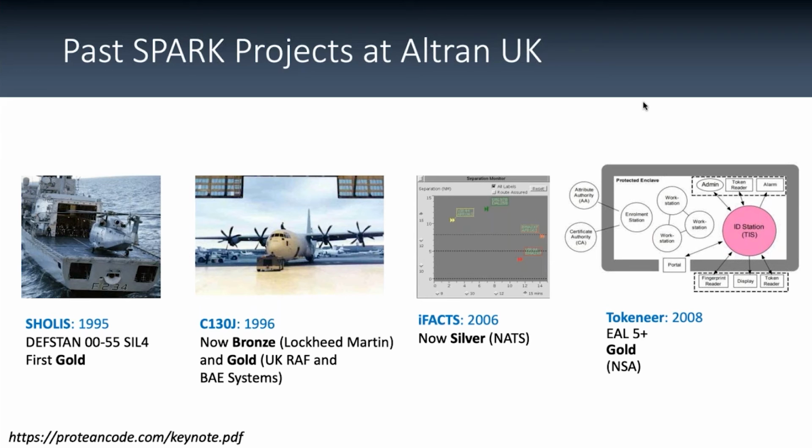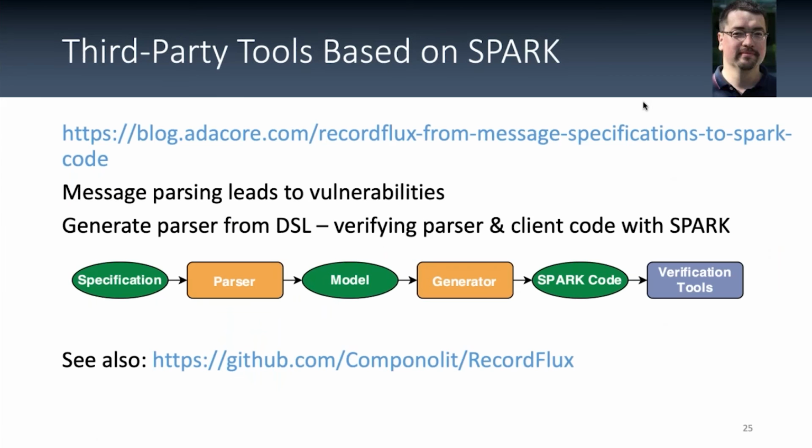And it continues now with the successor project for SITE, for military and civilian air traffic control. On the right, the Tokeneer, so this demonstrator, all in open source, you can find on the web. It was produced for the National Security Agency, was proved at gold level, so key security properties were proved on this code, in addition to absence of runtime errors. And this reached the assurance level 5+, which is quite a high assurance level for security. So there are many more projects.